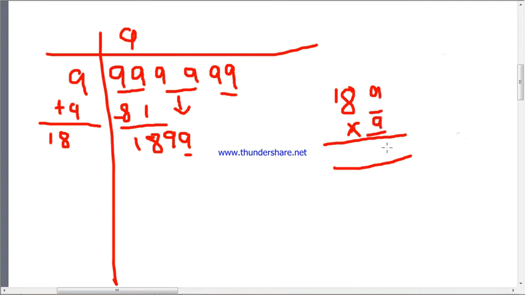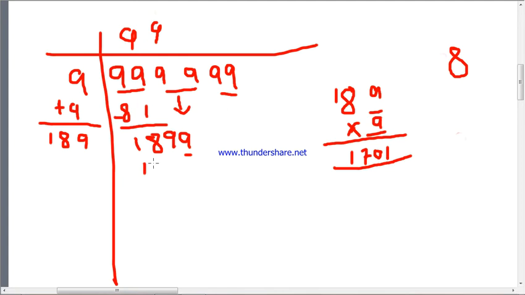Maybe 9 into 9 equals 81, carry over 8. 9 into 8 equals 72. 72 plus 8 equals 80. Okay, and 9 into 1 is 9. 9 plus 8 is equal to 17. So I think this is very close, 1701. And if I increase one more number, I'm sure that definitely this number would exceed 1899. So I'm going to go with 189 into 9.